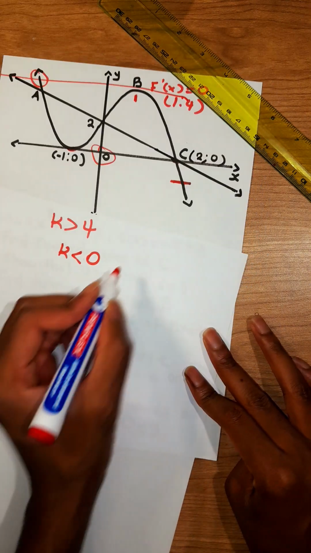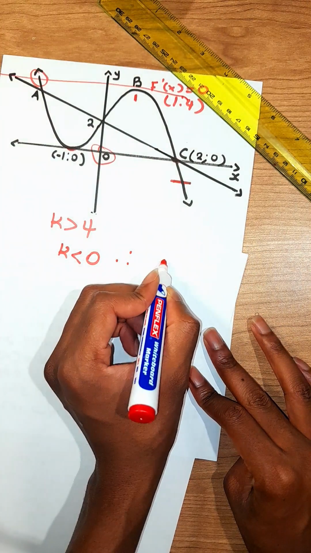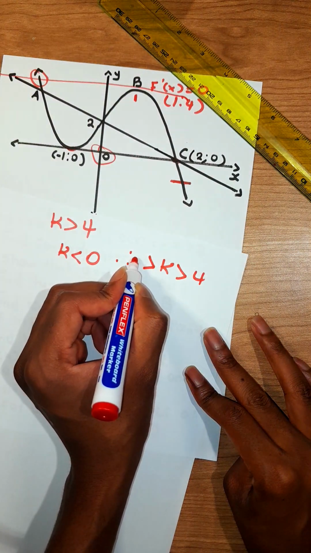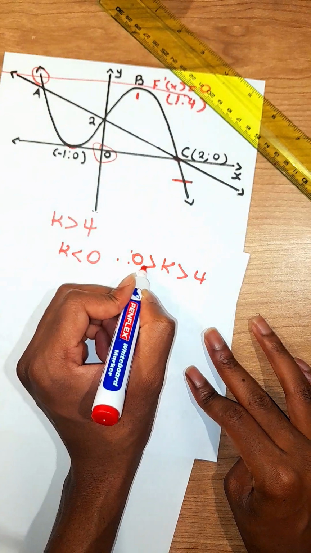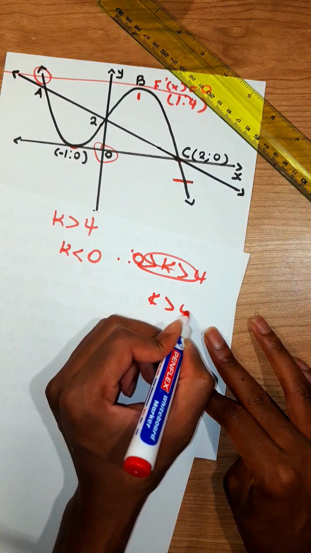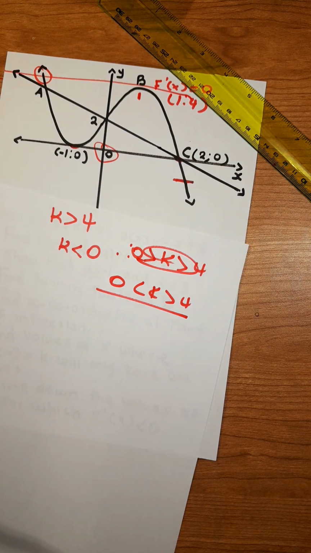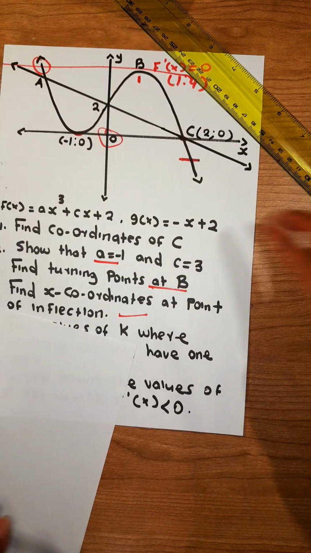So how do we write this? So we say, therefore, it is k greater than 4. Let's just say something like this. I think it's k greater than 4, or k less than 0. Right? Now let's look at this other question.